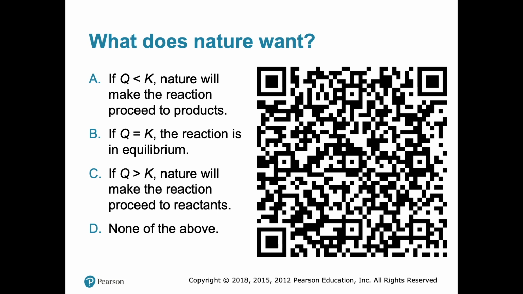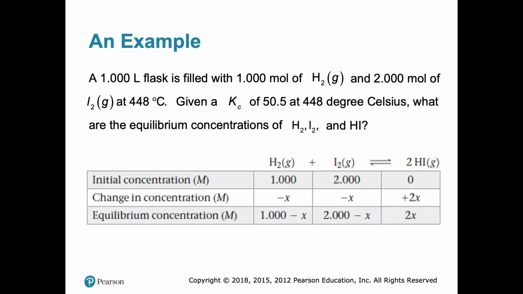Okay? So here's our example. I don't know if you remember Miss Dickens telling you this before, but it's a good time to brush up on your algebra because we'll be using it a lot for the rest of the semester. Buckle up, because it's going to be crazy, right? We have a 1 liter flask filled with one mole of hydrogen gas and 2 moles of iodine gas, just like we did before. Given a K of 50.5 at 448 degrees Celsius, what is the equilibrium concentration of hydrogen gas, iodine gas, and hydrogen iodide?